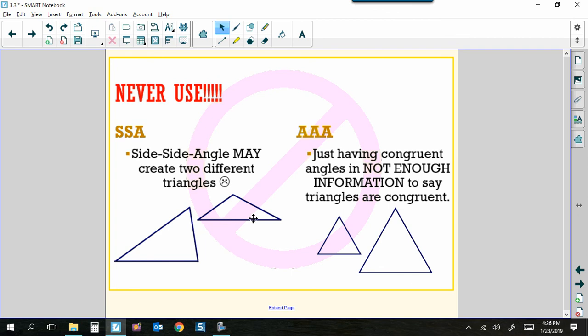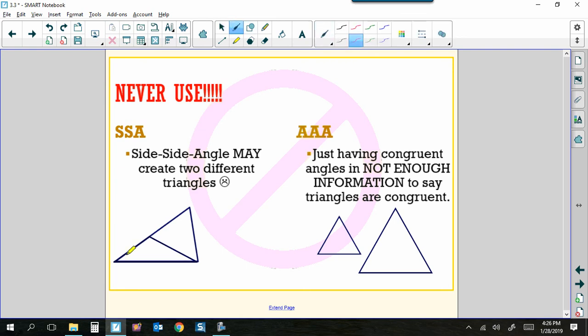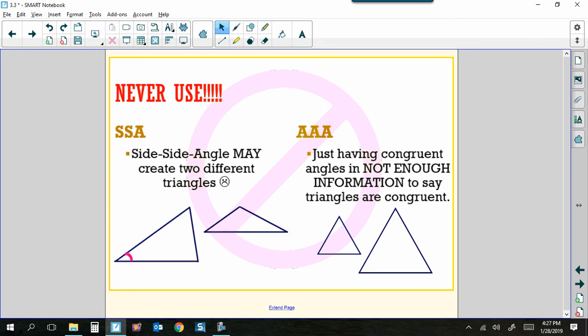However, if I were to translate this triangle over, notice that I do have a pair of congruent angles. This angle right here is congruent. So if I slide this back, those 2 angles are congruent. I would also like you to notice that the bottom is congruent. Notice that the 2 bottoms are exactly the same.